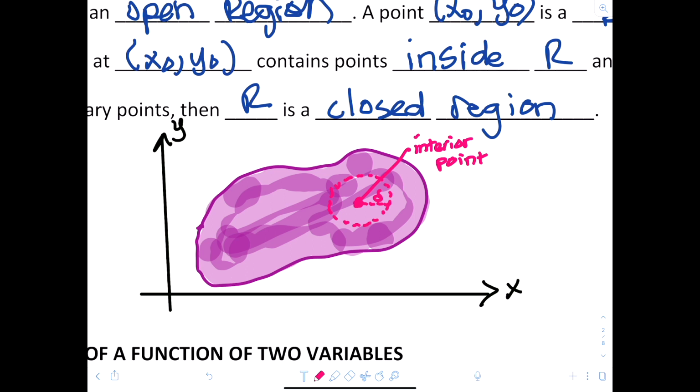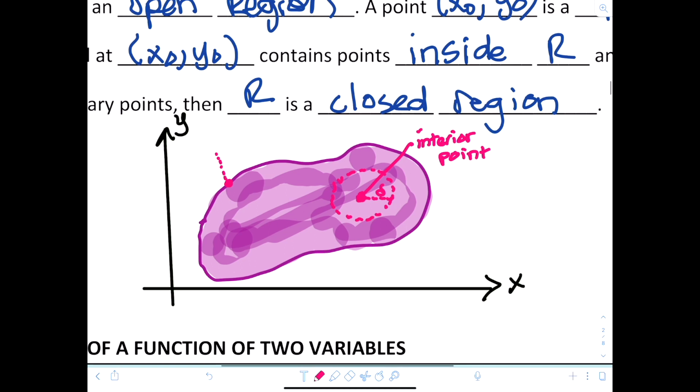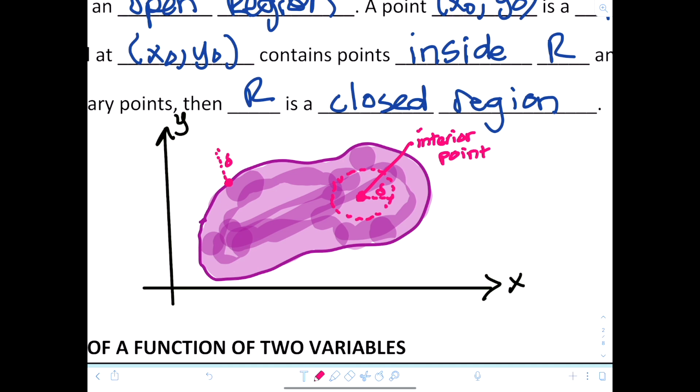Now, similarly, if you're looking at a boundary point, again, you've got this delta, which is greater than zero, and that delta again sweeps around, and if it's on the boundary, it would be both inside and outside of our region. Sorry, that's not a very good circle. So that's what's going to happen for our boundary points. So this guy is a boundary point. Cool so far? All right.